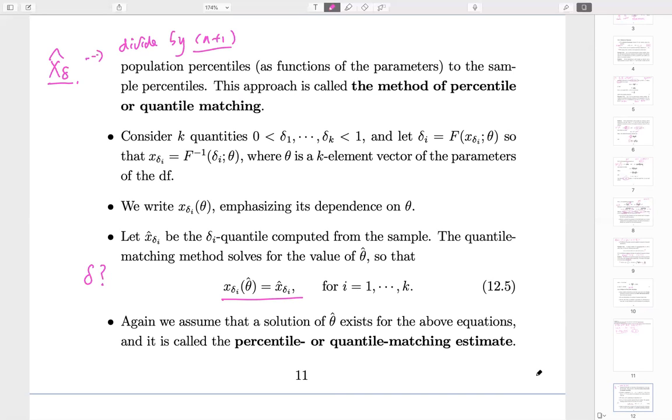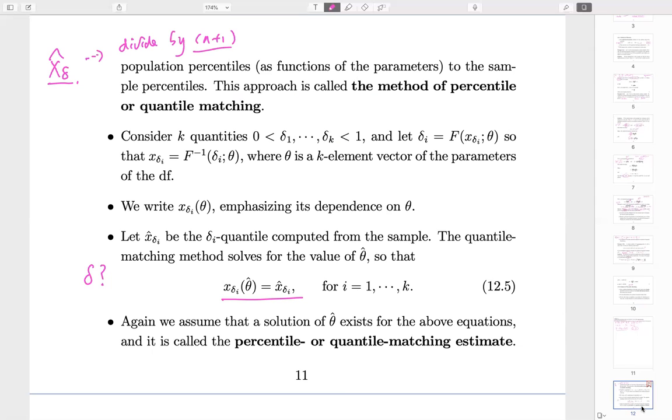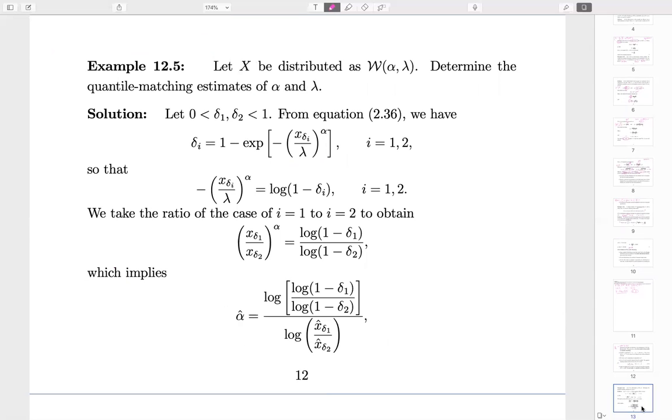But that's not something we need to worry about, because I don't always tell you what percentile you should choose, or that we should develop a general formula. Let's use an example to demonstrate how we can utilize this idea to estimate parameters. Here we have a Weibull distribution. It has 2 parameters, alpha and lambda. There are 2 parameters, meaning we need to pick 2 quantile levels.